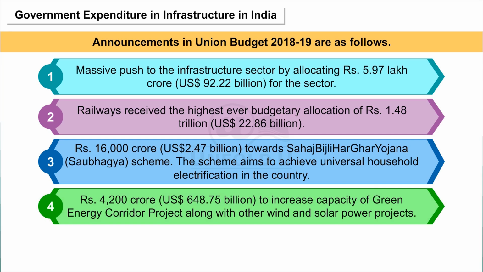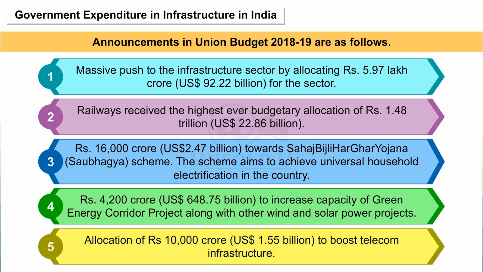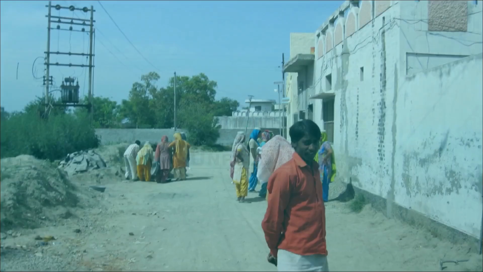Rupees 4,200 crores, $648.75 billion to increase capacity of the Green Energy Corridor project along with other wind and solar power projects. Allocation of rupees 10,000 crores, $1.55 billion to boost telecom infrastructure.